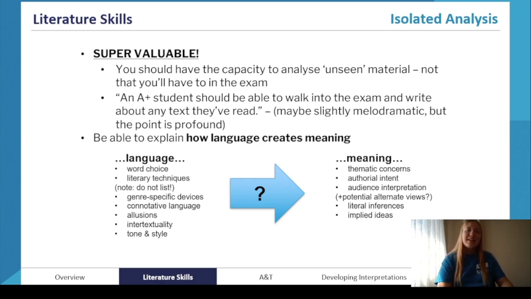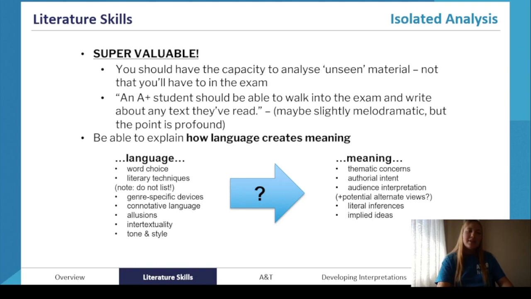So, here is this quote that I love. An A+ student should be able to walk into the exam and write about any text that they have read. Slightly melodramatic, but the point's really good. We're literature students. We're used to analyzing everything, finding meaning in everything. So we should be able to do this pretty much for every single text. This is not saying that we are expected to remember quotes for these texts that we've only read once and never studied. But if we were presented with a passage for that text, we should be able to pick things out to analyze. And this refers to that isolated analysis.